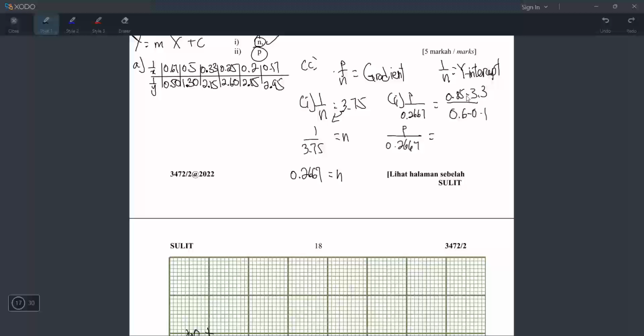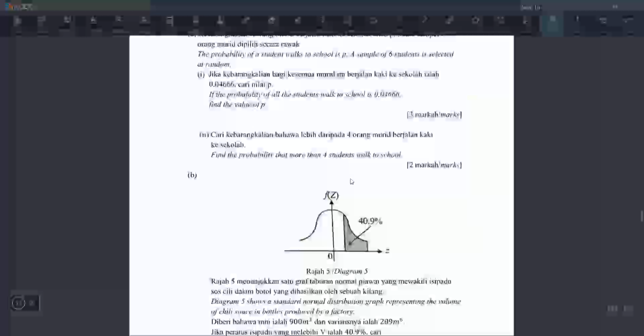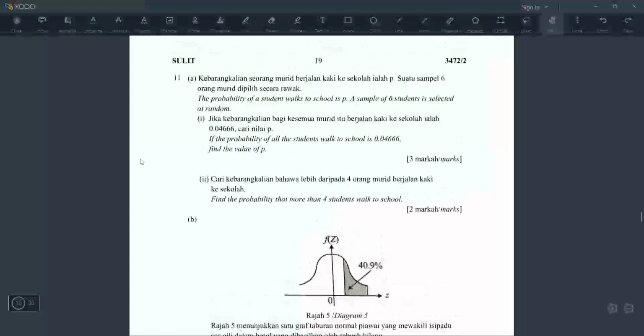Negative 4.9. So negative 4.9 is the gradient, but if I want to find P, I still have to times with 0.2667. So I'll get negative 1.30683. But usually I'll write 4 significant figures, so I'll write negative 1.307. You can write more also can. It's up to you, but to be safe, I recommend writing 4 significant figures. Okay, done already.